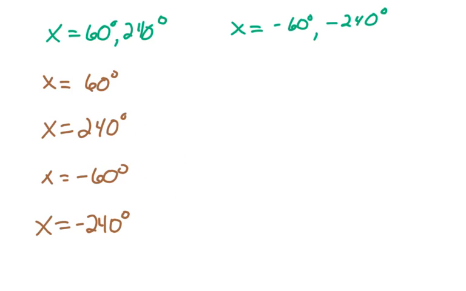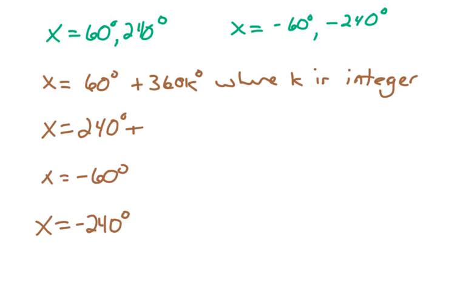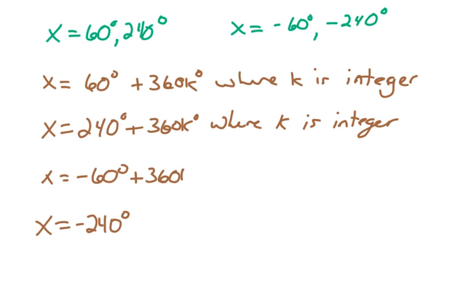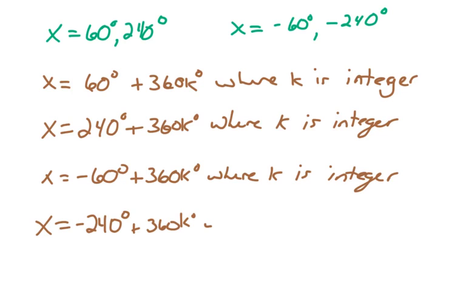And what we need to say is, okay, yes, it's these 4, but it's everything coterminal with these. So we're going to need to say 60 degrees plus 360k, where k is an integer, and we're going to do the same thing for all 3 of these, the rest of them, 360k degrees, where k is an integer, and then negative 60 degrees plus 360k degrees, where k is an integer, and then one more time, negative 240 degrees plus 360k degrees, where k is an integer.